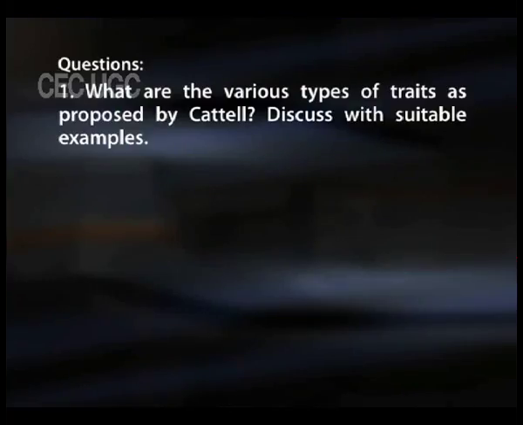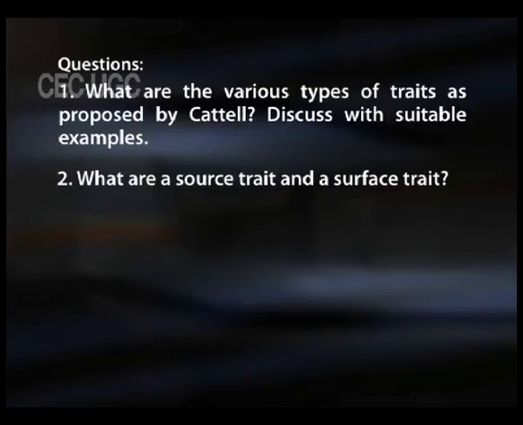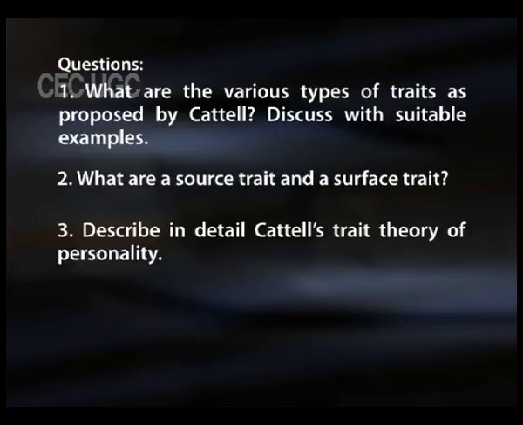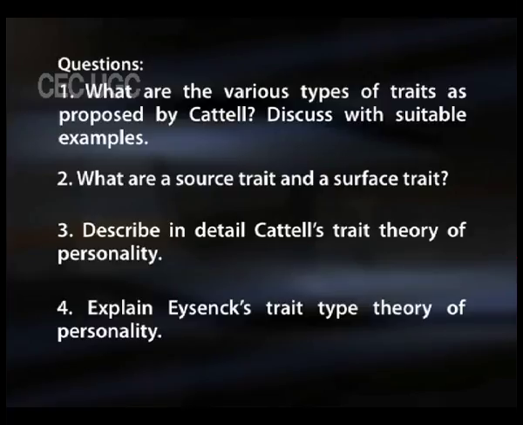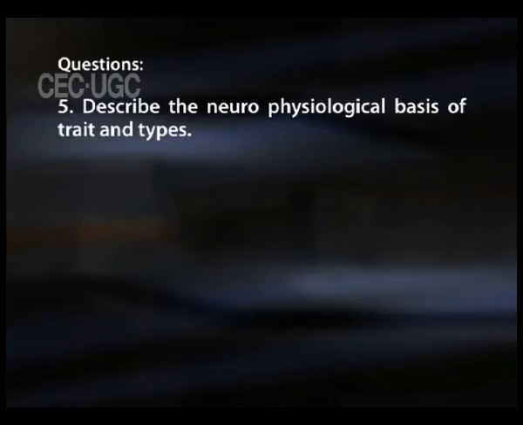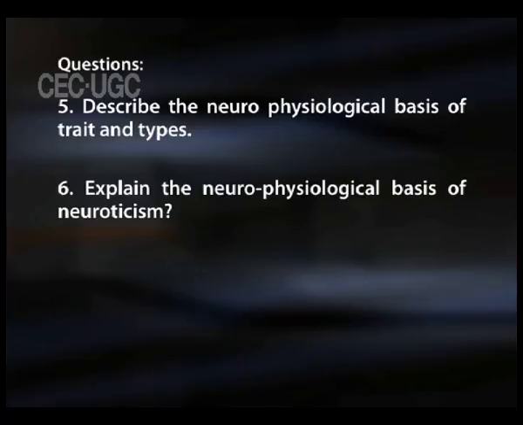Now, you can try to answer the questions. First question: what are the various types of traits? Discuss with suitable examples. What are a source trait and a surface trait? Another question: describe in detail Cattell's trait theory of personality. Explain Eysenck's trait type theory of personality. Describe the neurophysiological basis of trait and types. And the last question: explain the neurophysiological basis of neuroticism.